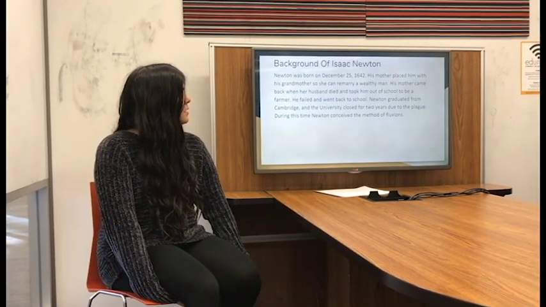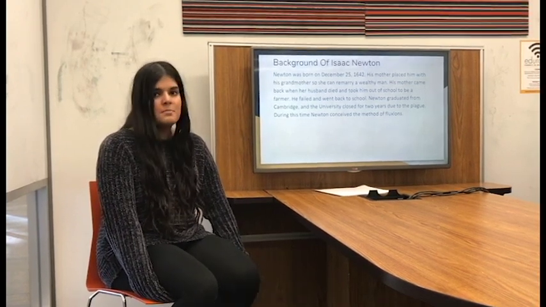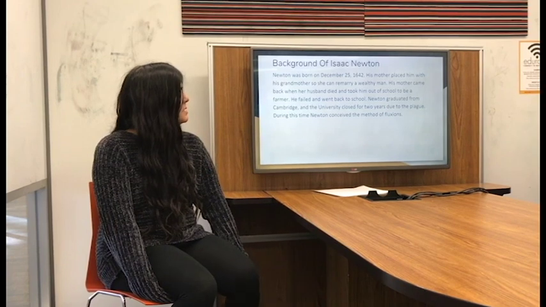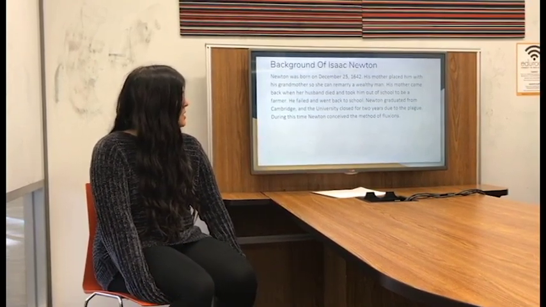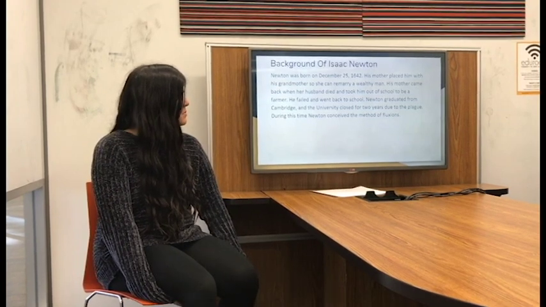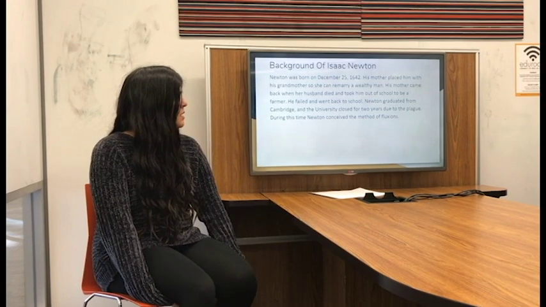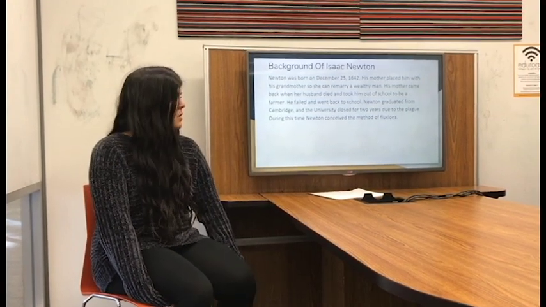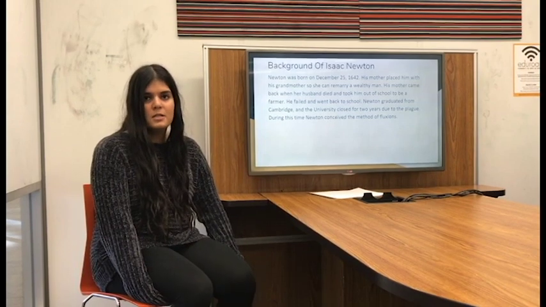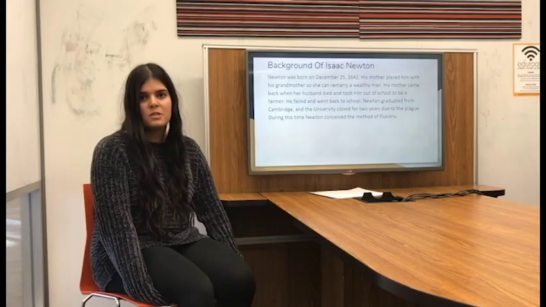Background of Isaac Newton. Newton was born on December 25, 1642. His mother placed him with his grandmother so she could remarry a wealthy man. His mother came back when her husband died and took him out of school to be a farmer. He failed and went back to school. Newton graduated from Cambridge University, and it was closed for 2 years due to the plague. During this time, Newton conceived the method of fluxions.